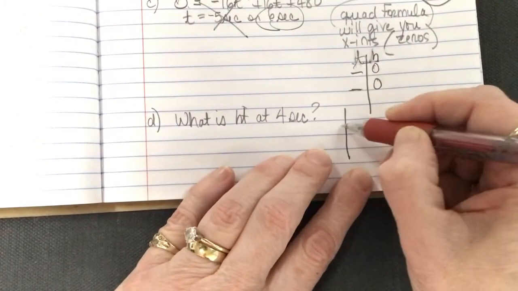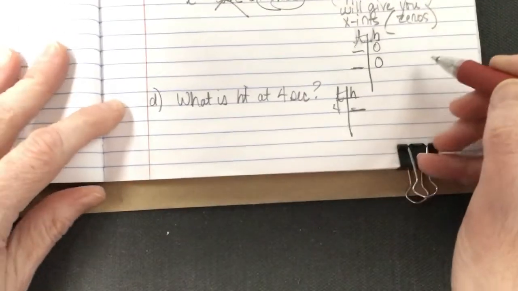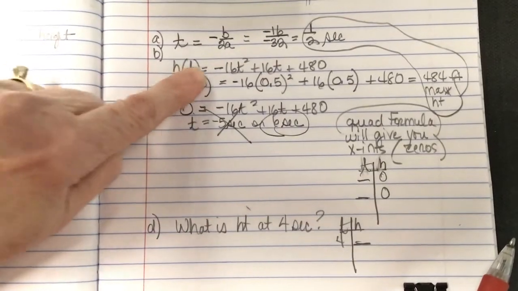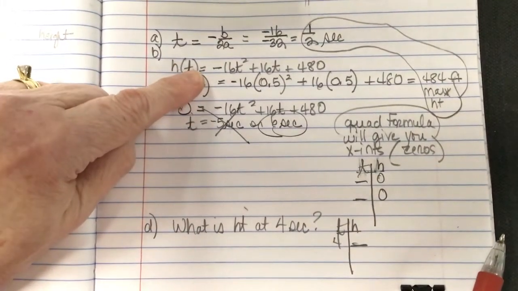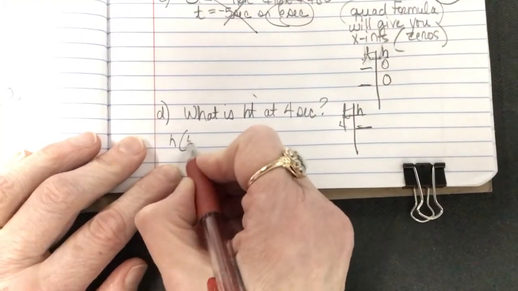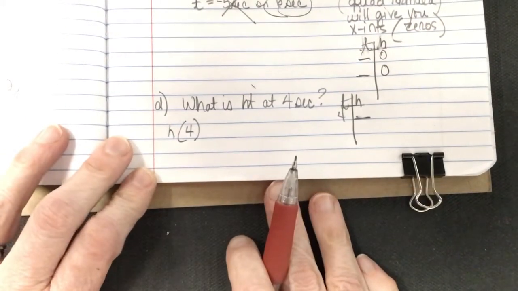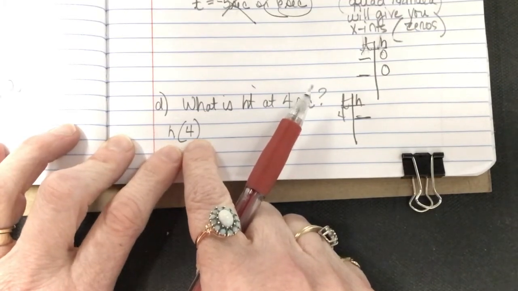Now, what is it asking? It's giving you 4, and it's asking for h. So when you look at your formula right here, this is the one we don't know. So we're trying to solve for h of the time, but we know the time. So we're actually doing h of 4. That's why we like function notation, because you literally see your x value, in this case time, right there.